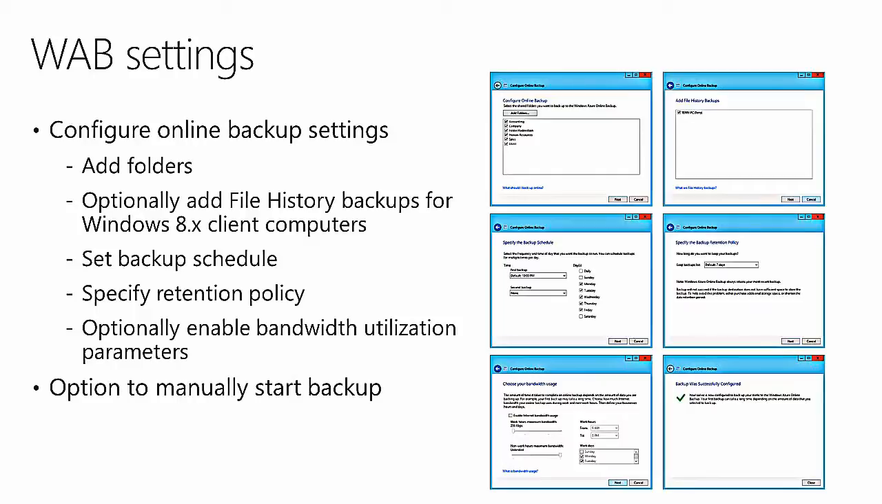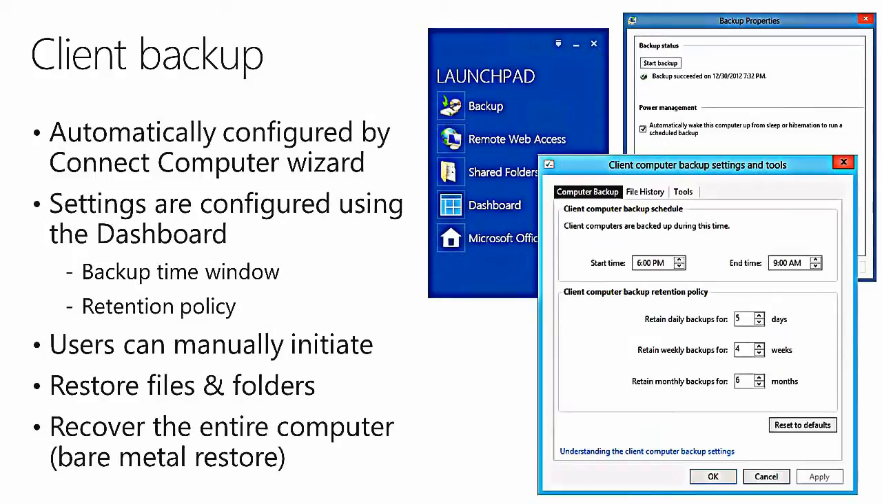You can optionally enable some bandwidth utilization parameters. So if you want to do backups during the day, as an example, you might want to go ahead and tweak how much bandwidth the Windows Azure backup can consume so that end users aren't impacted. So a lot of flexibility then in terms of how you configure the backups, and of course not only can you set a schedule, but you can manually start a backup as well. And this is primarily used when you're first getting started and want to kick off a backup and see if it's working. But you can certainly do it anytime.